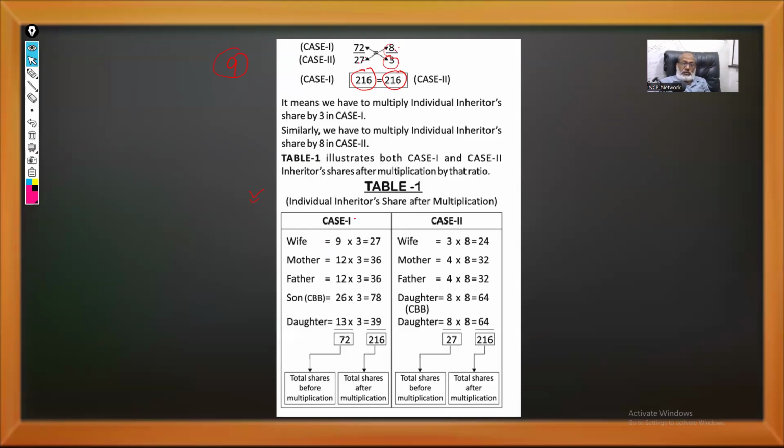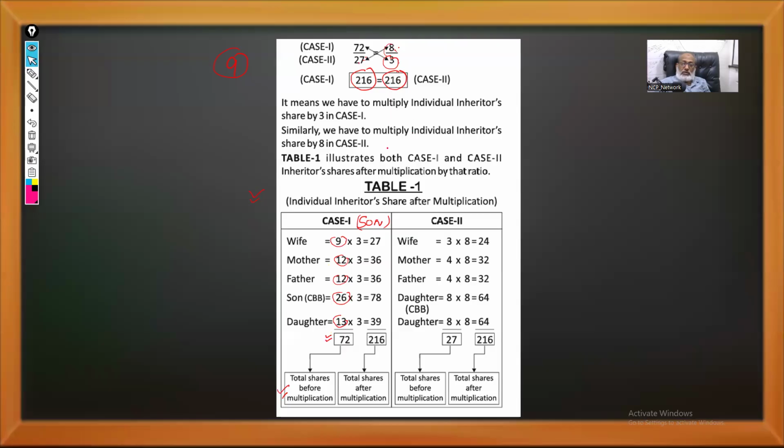We know that in case 1, that is the case of the son, the share of the wife was 9, the mother and the father were 12 each, the son (CBB) was 26, and the daughter was 13. That was 27 shares total before the multiplication.